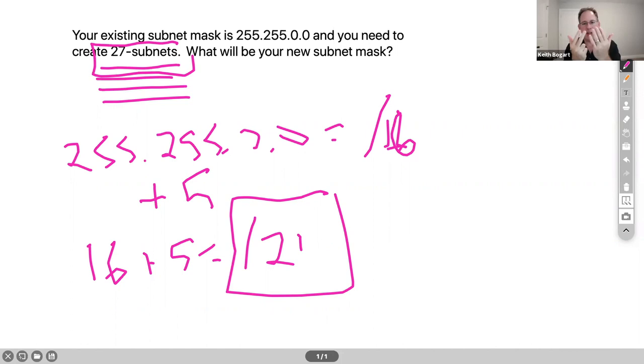So I'm holding up 8 fingers. Okay, take my original subnet, add 8 to it. That gives me my new subnet mask. So hopefully that helped.